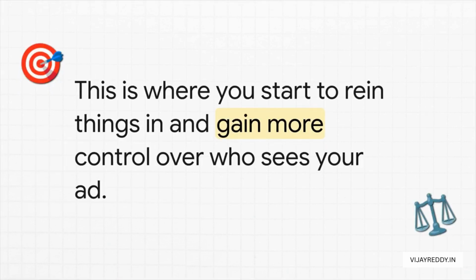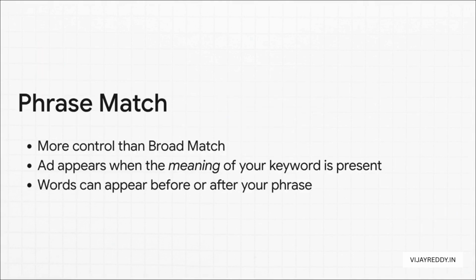Okay, next up is phrase match. This is where you start to rein things in a bit. It's all about finding that balance between getting good reach, but having much more control over who sees your ads. With phrase match, the whole focus shifts to the meaning of your keyword. Your ad can show up as long as the person's search includes the core intent of your phrase, even if they add other words before or after it. It's a fantastic middle ground between sheer volume and true relevance.